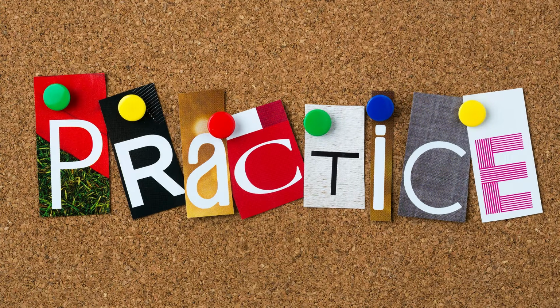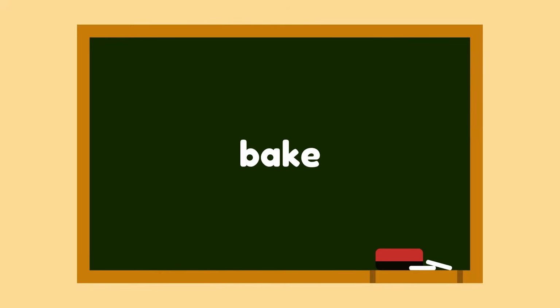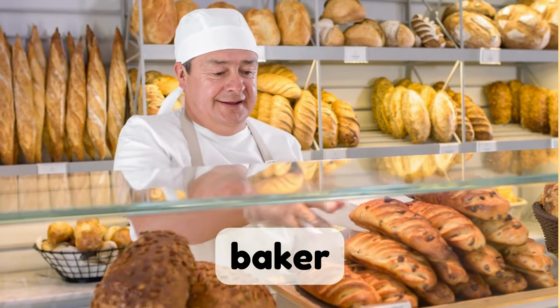Great job, everyone. Now it's time to practice a little. I'm going to say a verb and you guess what the noun is by adding er or or. Ready? Here we go. Here's the first verb, to bake. What do we call the person who bakes? It's a baker.